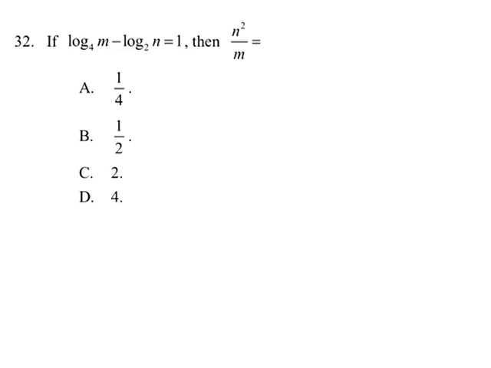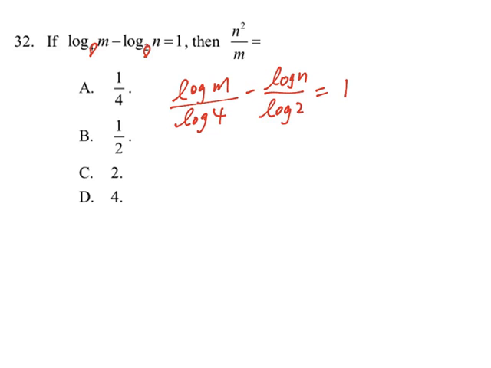Next question is about the log. Let's do it. Log base 4 actually is log n divided by log 4. And then log n for base 2, log 2 is equal to 1. It seems that they have different denominators, but we can change them to be the same. Because 4 is 2 to the power 2, it becomes like this.